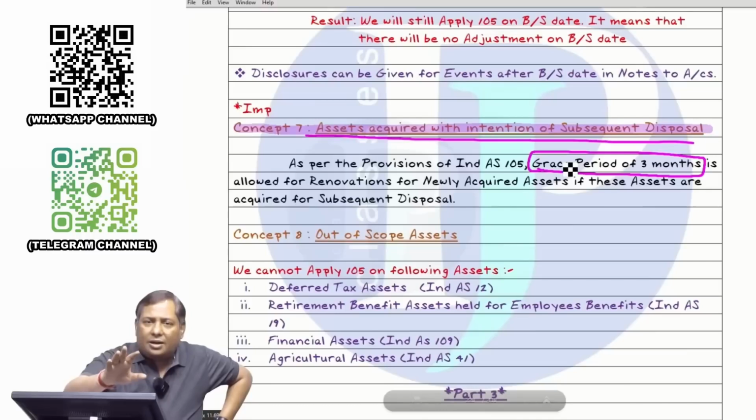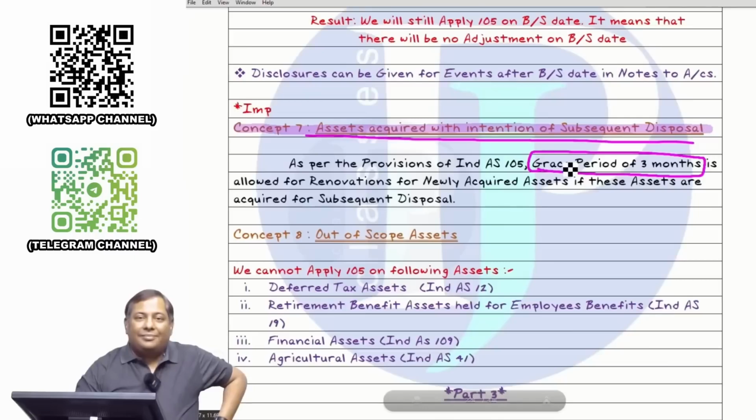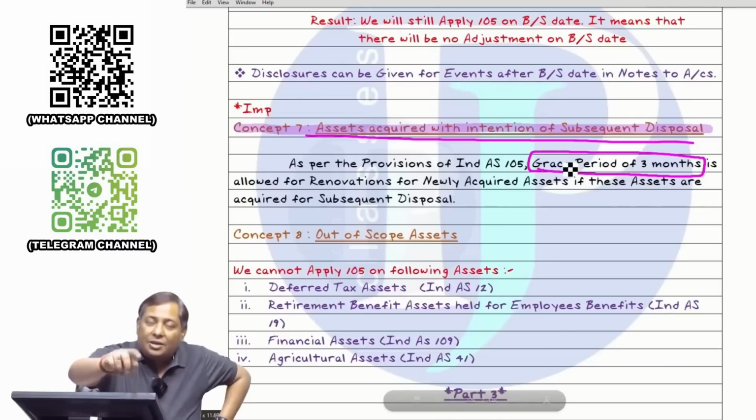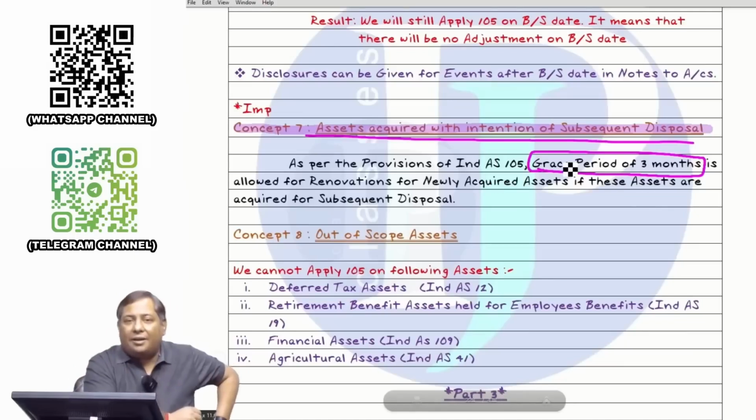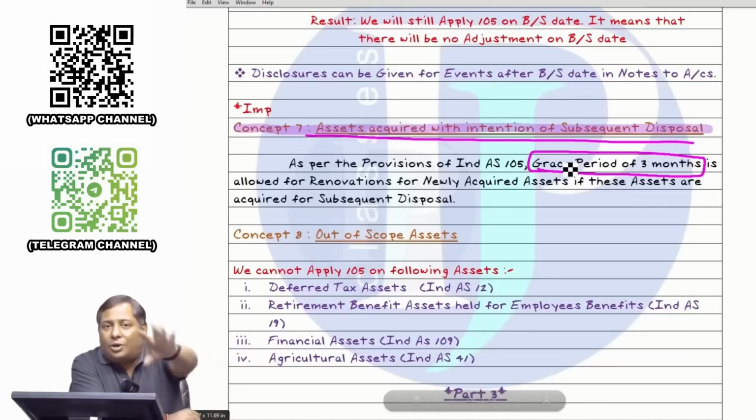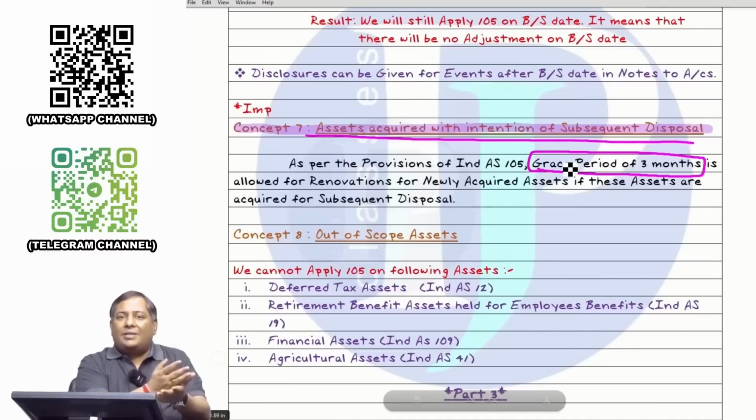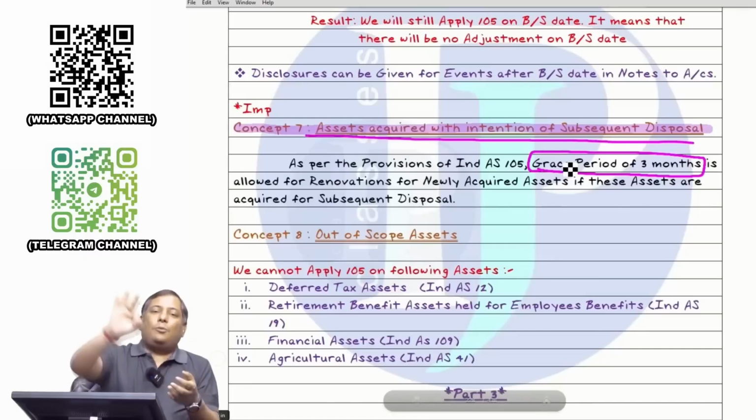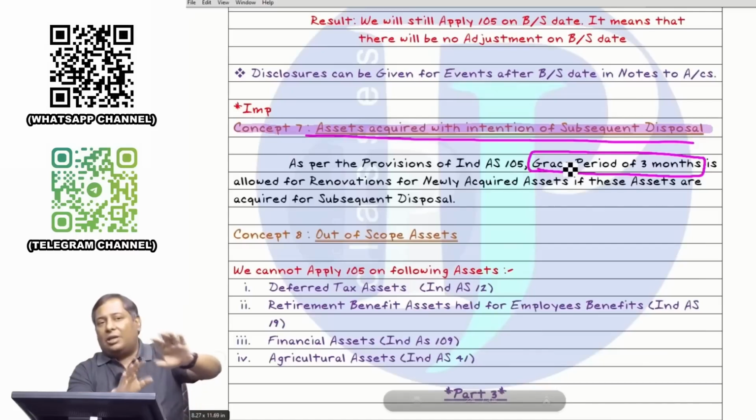Students, you purchased an asset and were aware that you would resell it at the time of purchase? You bought it for what? Just for subsequent disposal, okay? You never intended to keep it or use it from the very beginning. So students, here 105 says these assets were held for sale at the time of acquisition. So now we give you a 3-month grace period. Prepare it for sale within 3 months. Is that okay?